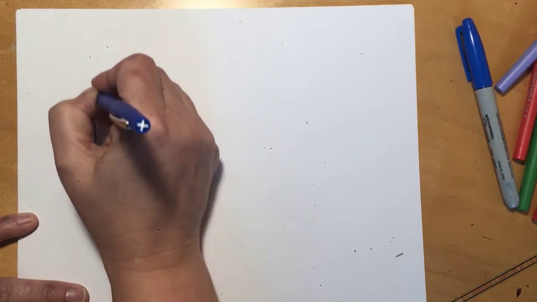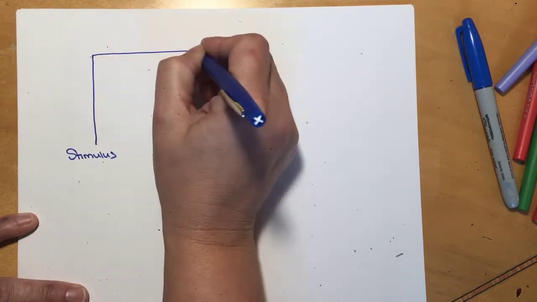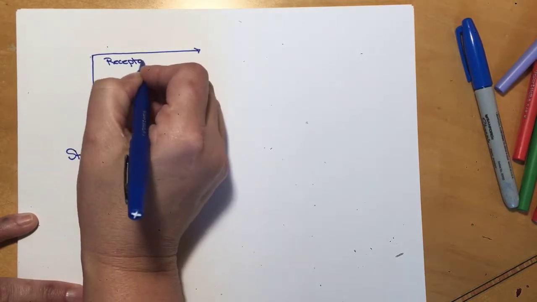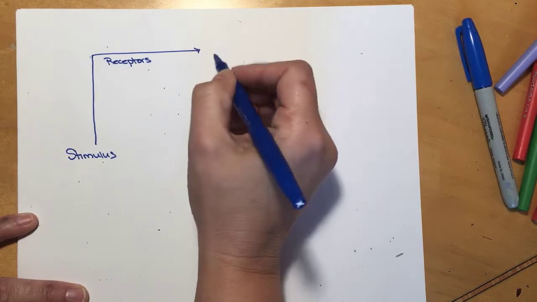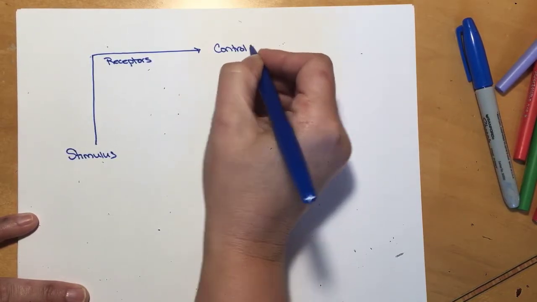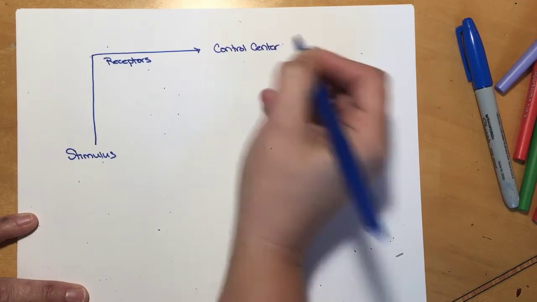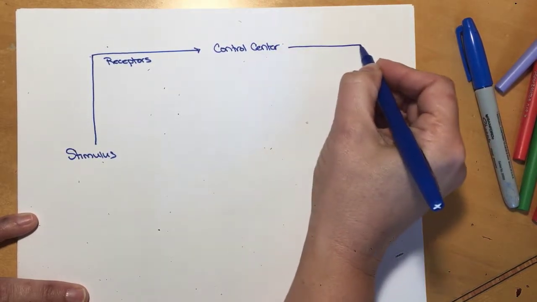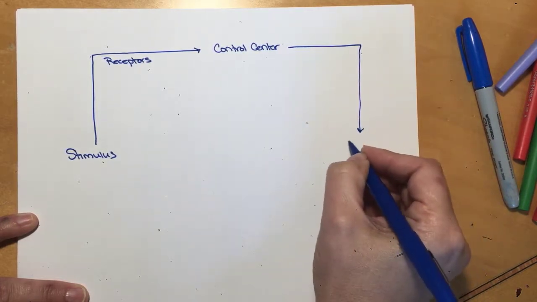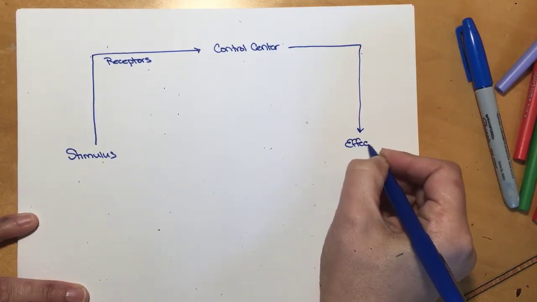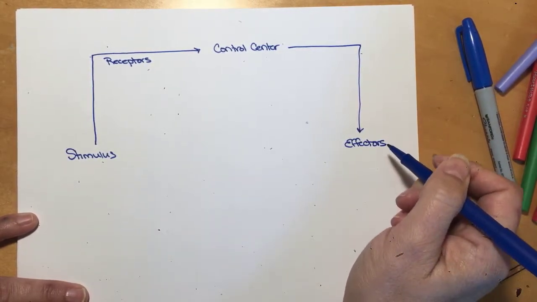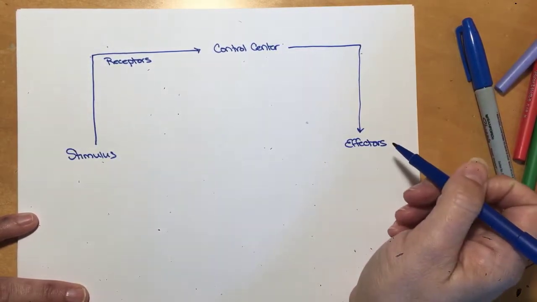And the stimulus is picked up by receptors. The receptors bring information about the stimulus to the control center. The control center then makes some kind of decision and sends out a signal to effectors. And when we discussed this in the homeostasis video, I believe the example I used was temperature regulation.